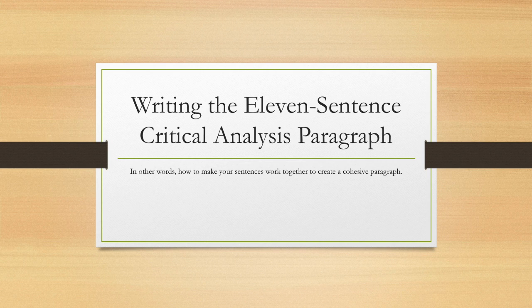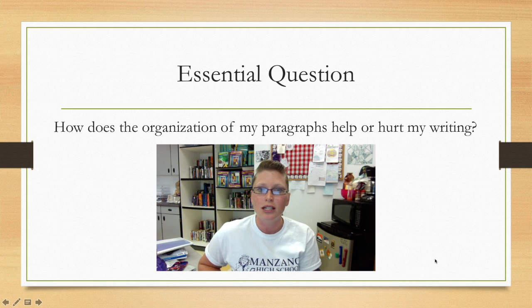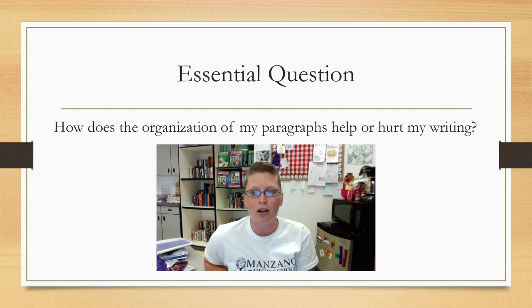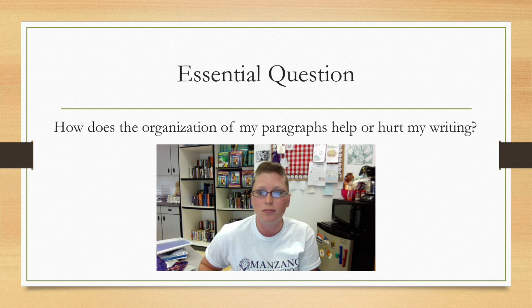Today we are going to talk about how to write the 11-sentence critical analysis paragraph. In other words, how to make your sentences work together to create a cohesive paragraph. Your essential question for today is, how does the organization of my paragraphs help or hurt my writing? Please copy this down into the essential question section of your Cornell notes.